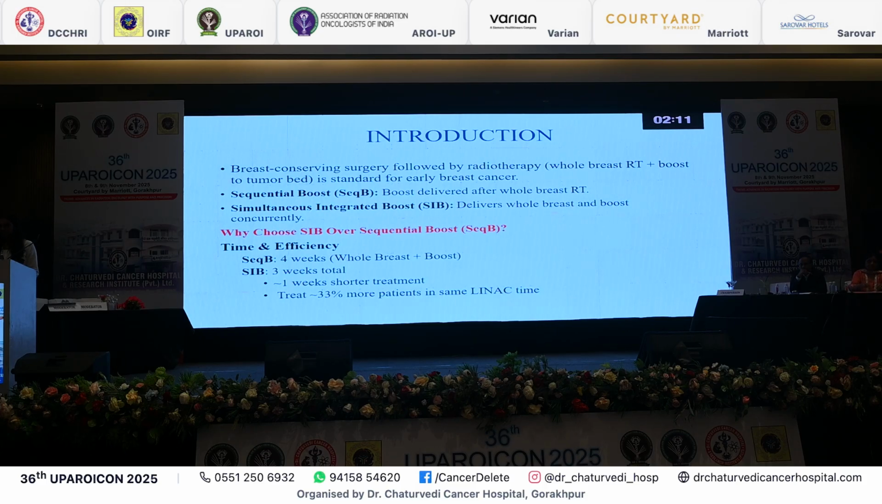So why did we choose SIB over sequential boost? The reason is time and efficiency. The sequential boost, that is breast plus boost, we deliver in 4 weeks, and the SIB technique we can deliver in 3 weeks. That means 1 week shorter, which means we can treat more patients during this time.